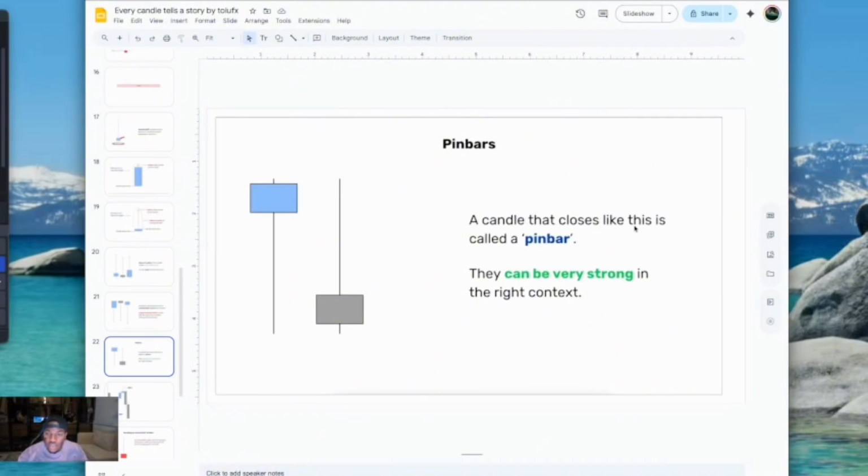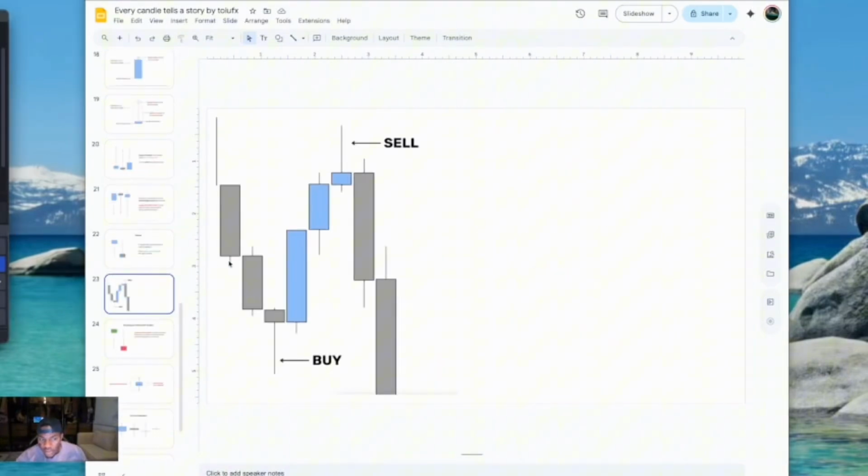A candle that closes like this is called a pin bar. They can be very strong if we use them in the right context. Here we can see a bullish and a bearish control shift candlestick, right? This right here is a perfect example of what a control shift candlestick stands for if you use it in the right context. This is a bearish candlestick with a very massive attempt from sellers to push price below, but we can see how buyers managed to interfere, reversing all those attempts from sellers back to this level, giving us a close near the opening of that candlestick.